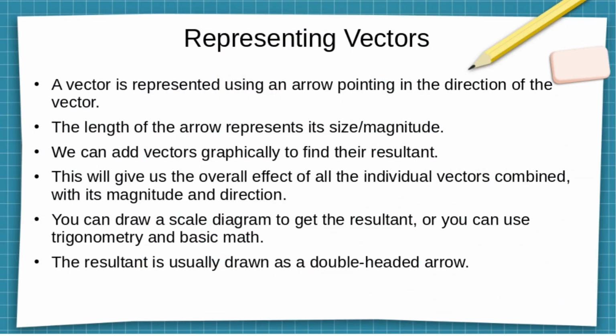The way you represent vectors would be as an arrow. The arrow would point in the direction of the vector, and the length of the arrow would represent the size or the magnitude of the vector.